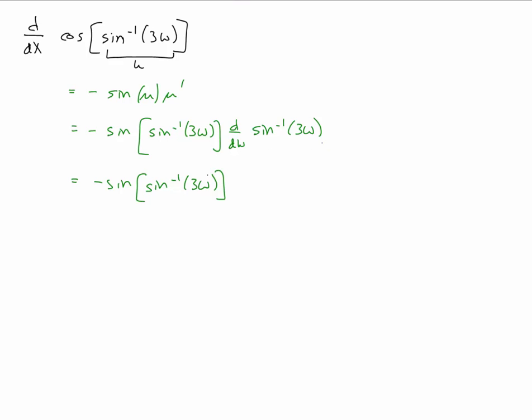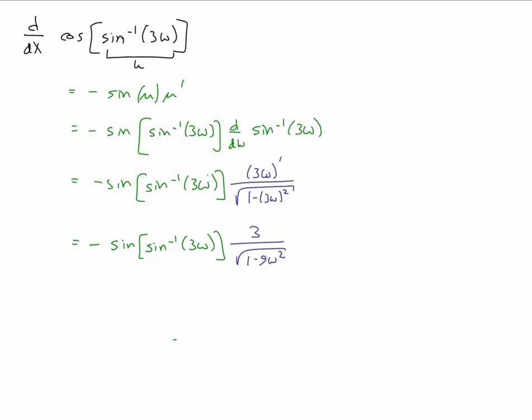Okay, now this piece, the derivative of the inverse sine of 3w, that's one of our forms. That's going to be the derivative of 3w, so I'm going to call that 3w prime, over root 1 minus the quantity 3w squared. So simplifying, I have negative sine inverse sine of 3w. Now the derivative of 3w is just going to be 3, and here I'll have 1 minus 9w squared.